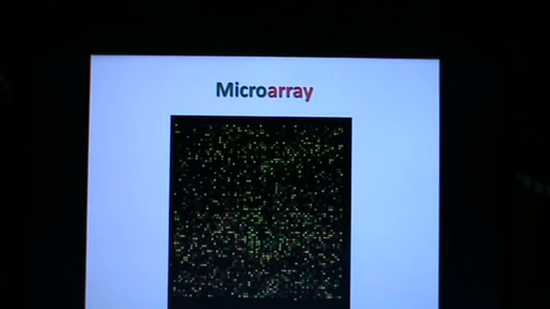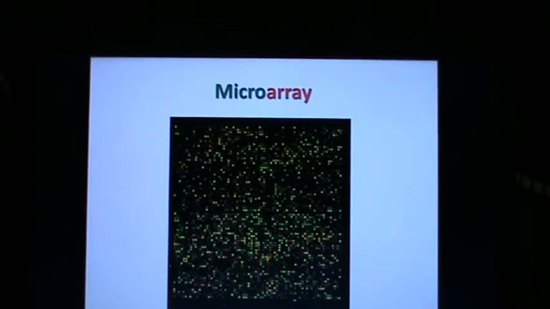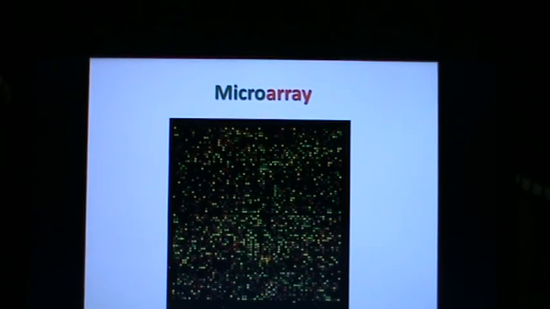This one is the whole view of the microarray. Each dot indicates a different type of gene, and from these dots we can calculate how different the normal cells are from the cancer cells, and we can find out which genes are expressed in the cancer cell or not in the normal cell. So we can compare the normal cell and the cancer cells.